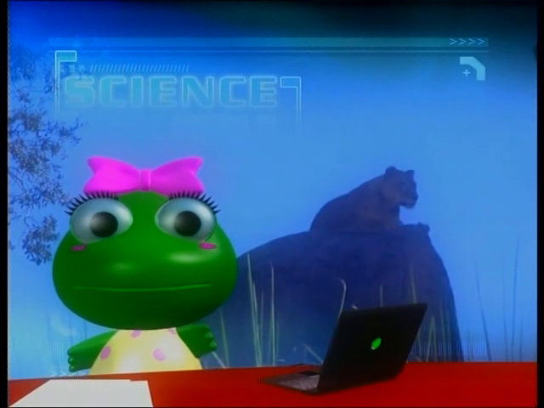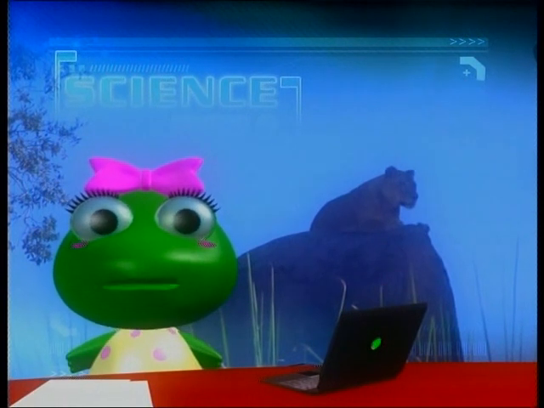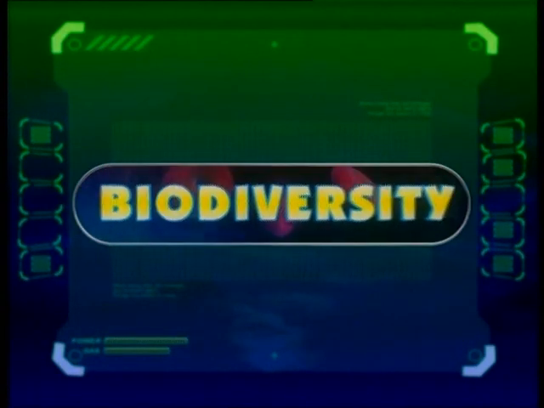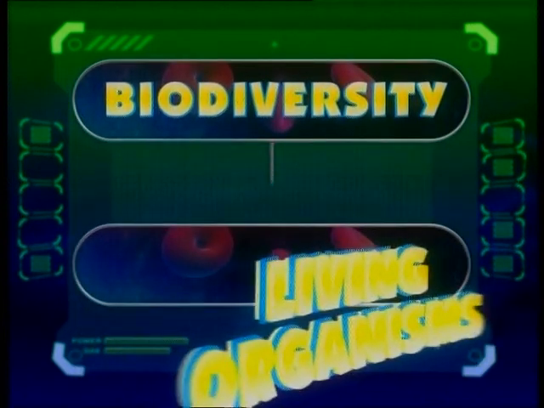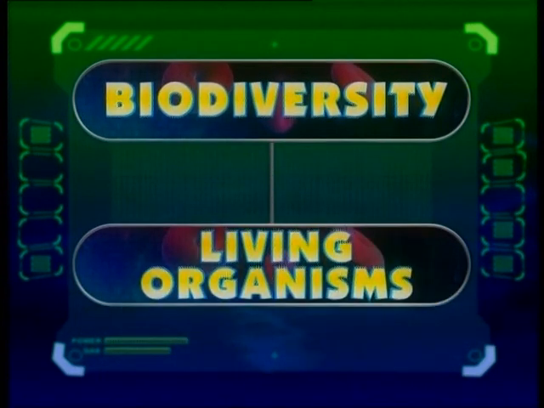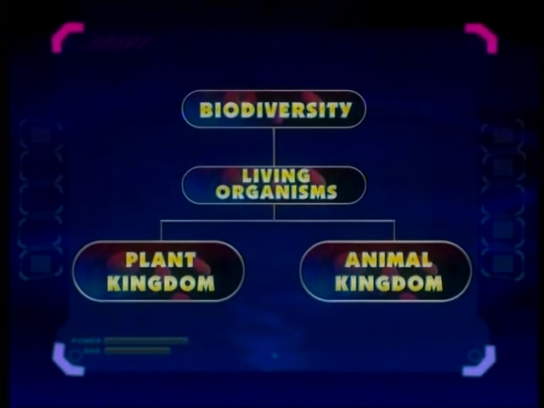Let's do a simple concept map based on what we've learned so far. First, we have the term biodiversity. From biodiversity, we have living organisms. Living organisms is divided into the plant kingdom and animal kingdom.